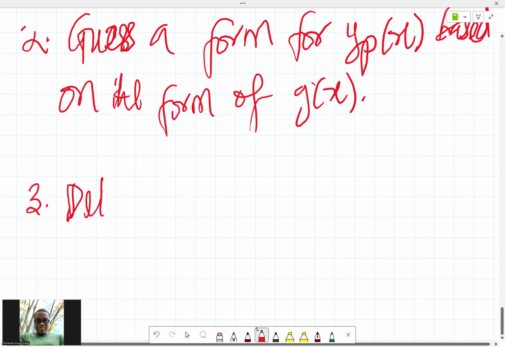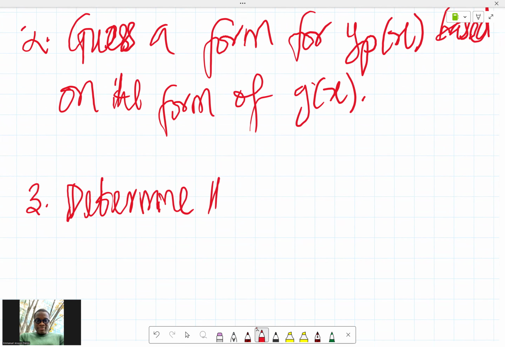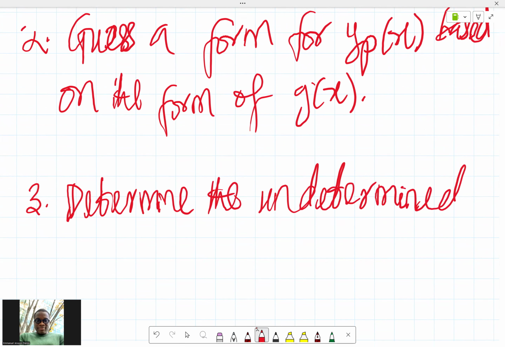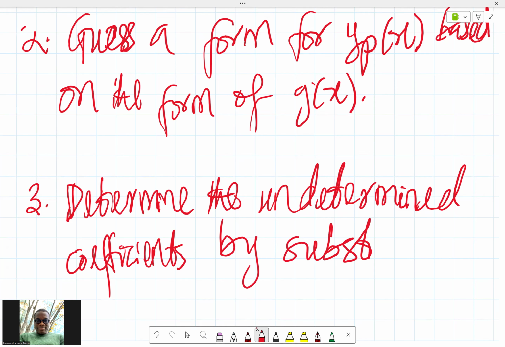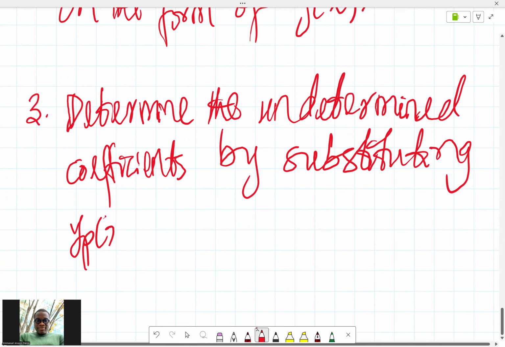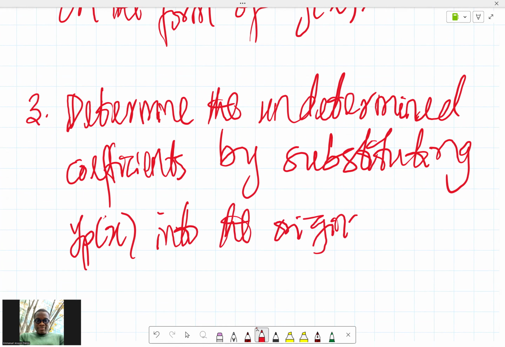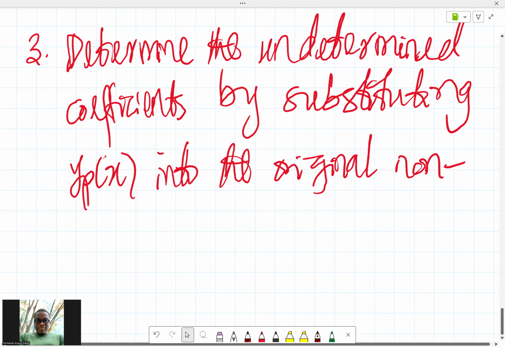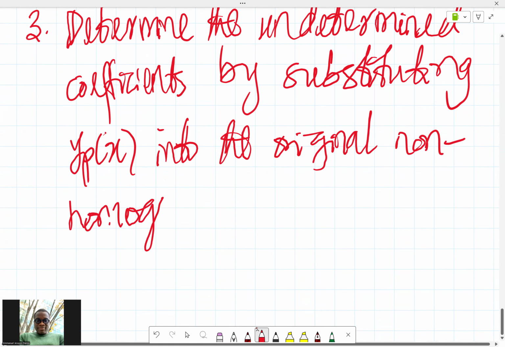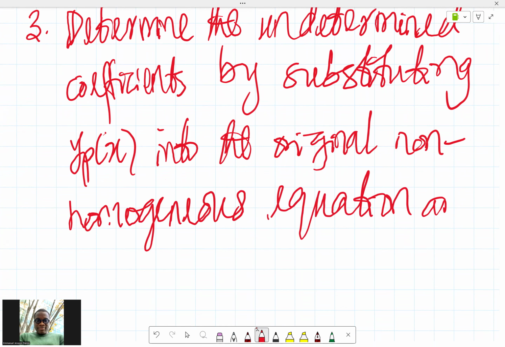Number 3, you can now determine the undetermined coefficients. You're going to have some undetermined coefficients in step two above. That's why it is called the method of undetermined coefficients. You do that by substituting yp of x into the original non-homogeneous equation and solving for the unknowns.